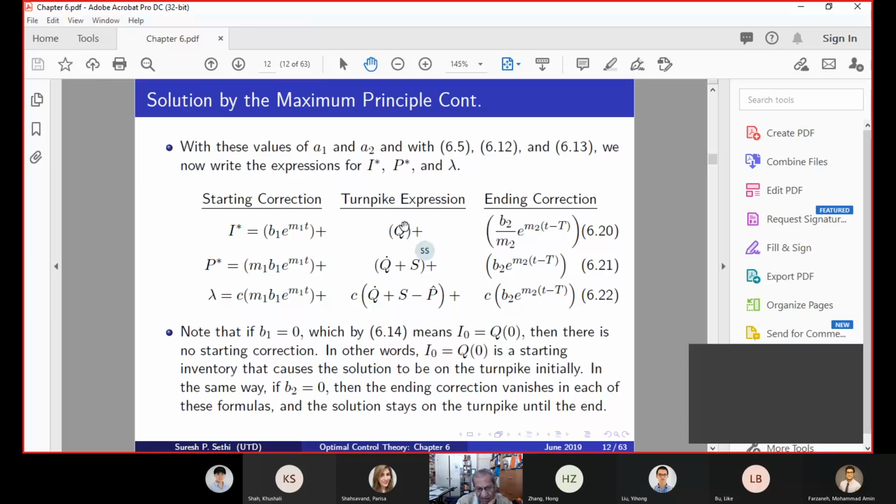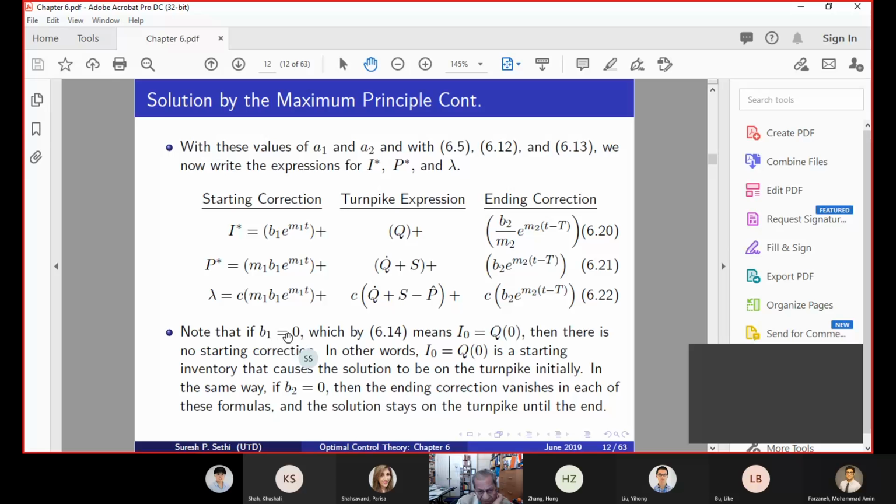This is what is called the Turnpike expression. That means eventually, as time goes to infinity, we will approach the solution to this value. So I star t will be q of t in some sense, because as t becomes bigger and bigger, this quantity becomes smaller and smaller, and this quantity is approaching 0. So asymptotically, I star is approaching q in some way.